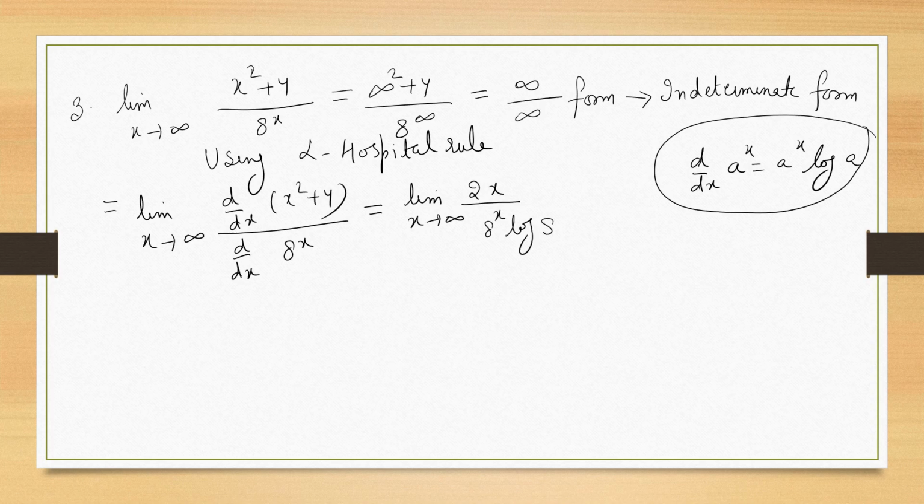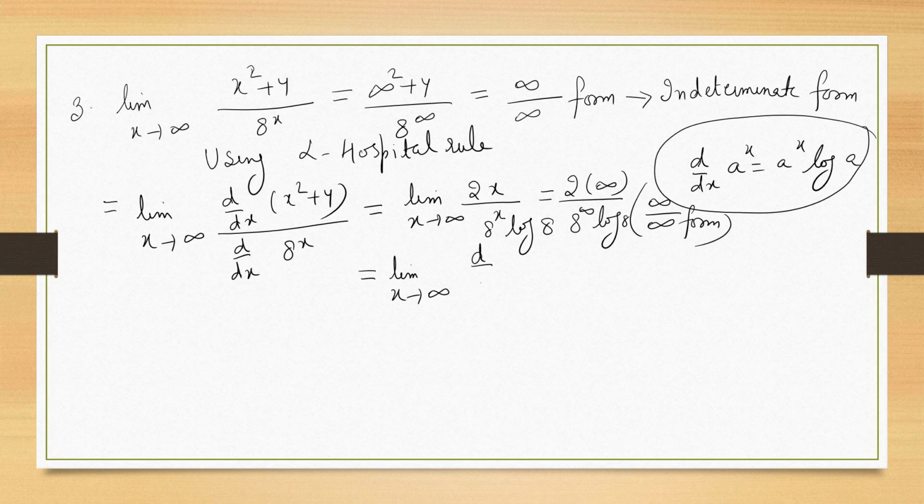Now see, can I apply the limit now? No. Why? Because if I apply the limit right now, it will again be in that same infinity by infinity form. So I will again take the derivative of my numerator and denominator. I will take the derivative of this 2x, so it is d/dx of 2x upon d/dx of 8^x log 8.